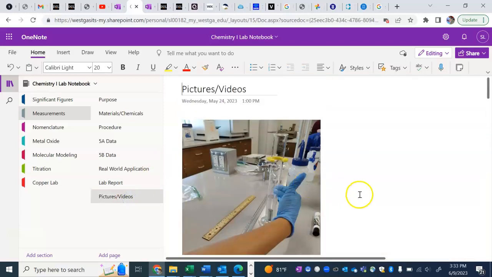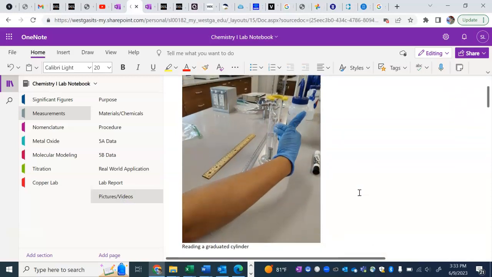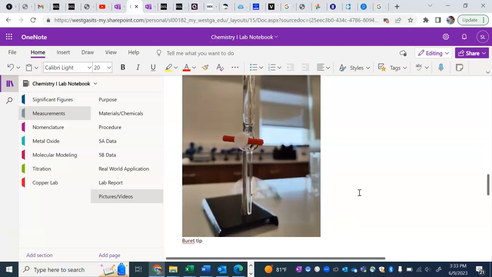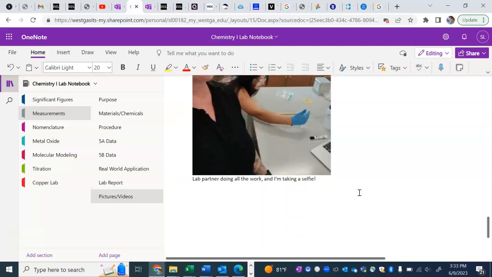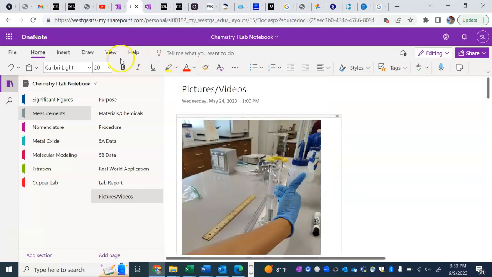And then I have my pictures and my video from today, when we were in lab. I put captions on them because I think captions are cool and I might want to know what those are later on down the road. I happened to take a selfie when my partner was doing all the work, so I like to make a note of that. I hope this has clarified some things for you guys.